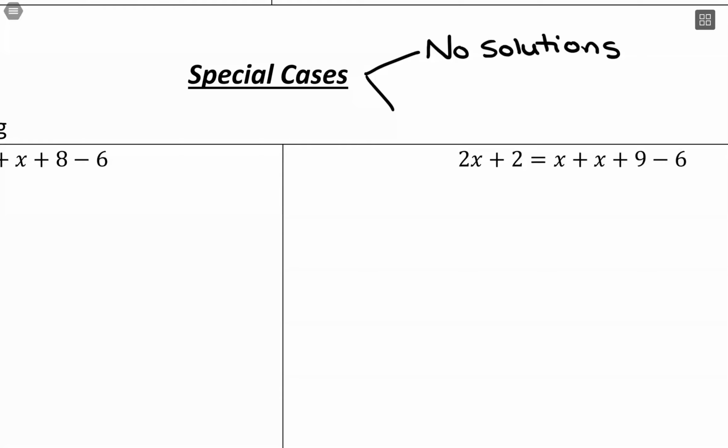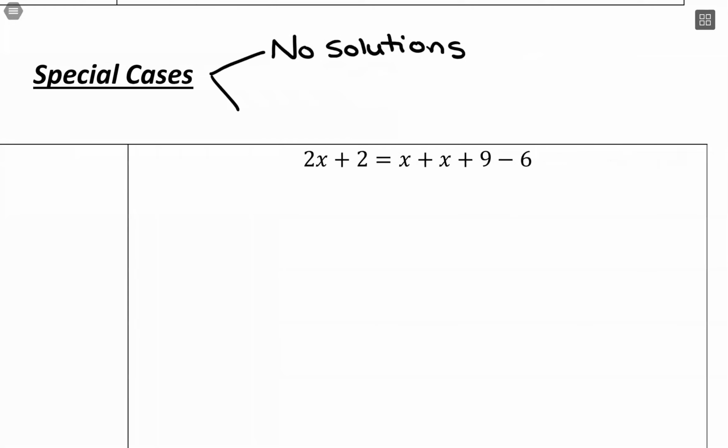We could just write no solutions. That's typically what we'll do. There is a symbol used. You might see this symbol, a circle with a line through it, that represents the empty set of possible solutions, meaning there's nothing in there.